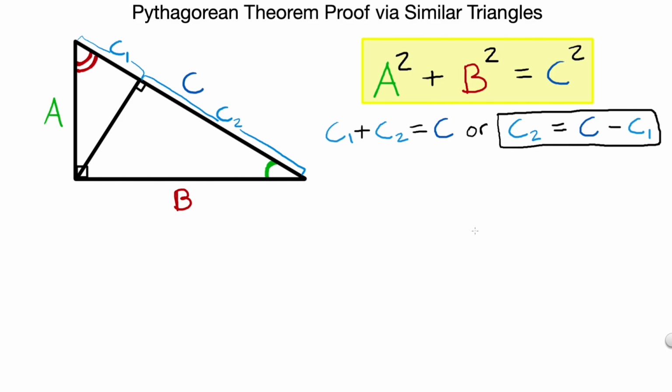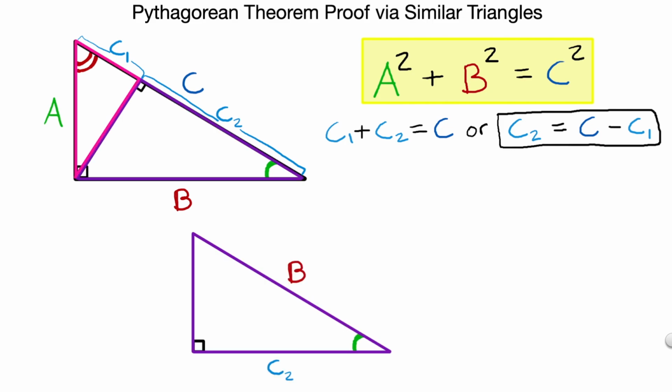This will come in handy later, but first, I can now split this triangle into two parts, a purple and a pink triangle. If I draw the purple triangle out, you can see that side b, which used to be a side length, now becomes a hypotenuse. Likewise, c2 becomes the lower side length. I've kept this green angle here so you can tell how I flipped the triangle around.